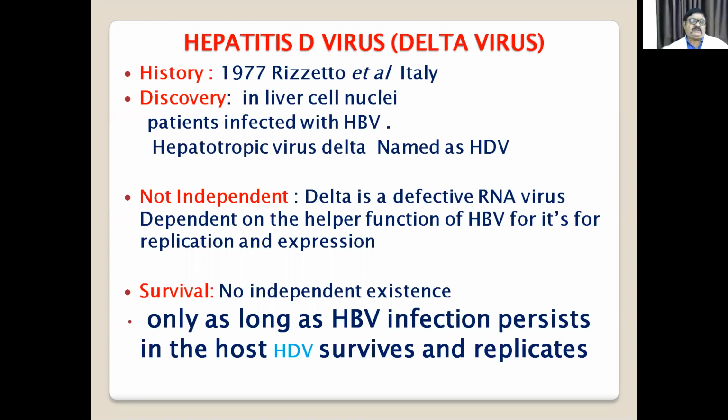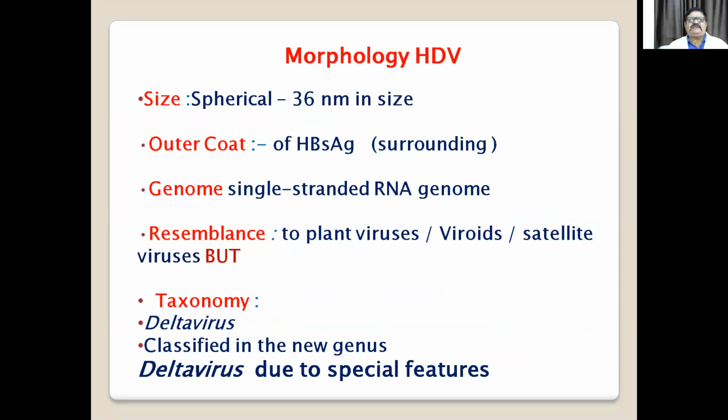So also, this point you remember, if one person gets properly vaccinated for hepatitis B, there is no question of hepatitis D occurring. Okay, so please remember, it is not independent and it is depending upon hepatitis B for its survival. Morphology.